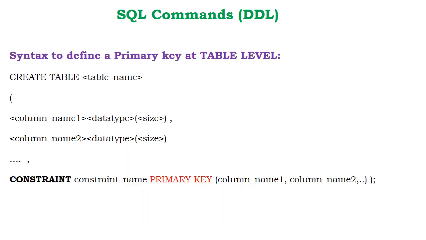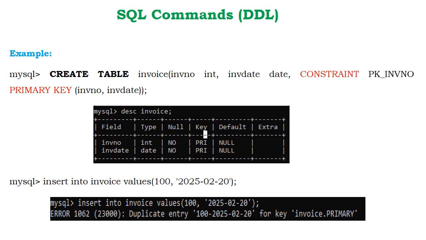You can apply the primary key at the table level also. We'll discuss create table. The table name is invoice. There are two fields, invoice number and invoice date. Then you can apply the constraint. For example, constraint name, primary key, with parentheses, where we mention the particular column name. So now the particular column becomes the primary key constraint column.